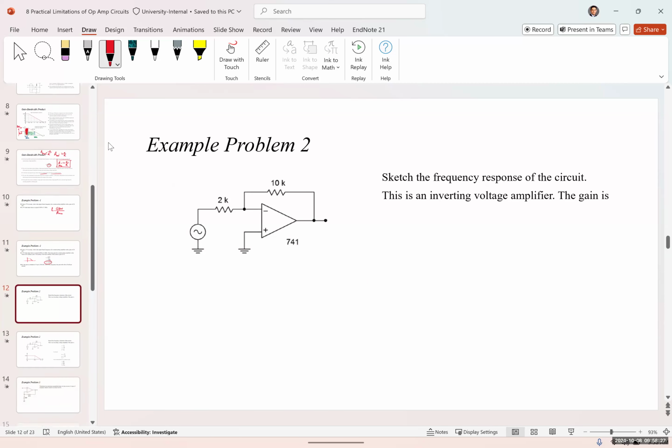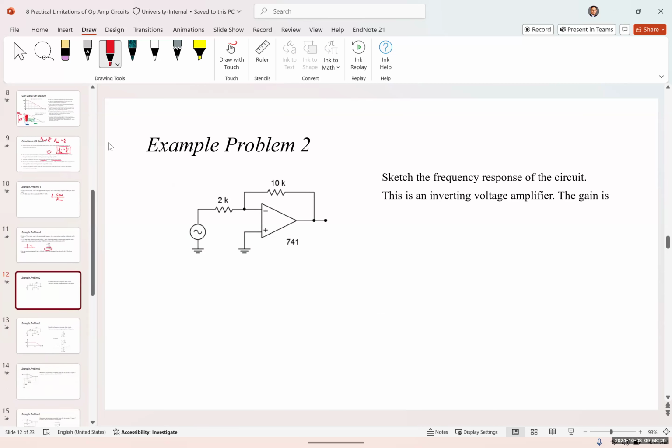Okay, so example number 2. Sketch the frequency response of the circuit. This is an inverting voltage amplifier. First you need to find the gain. Then you have to find the upper cutoff frequency, which is the gain bandwidth over A noise.